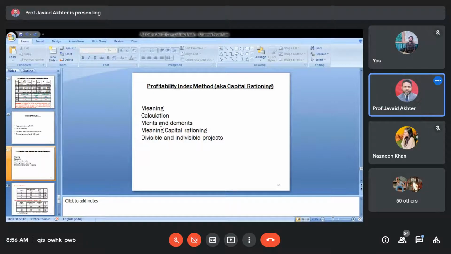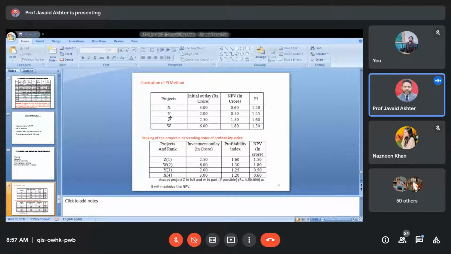Before merits and demerits, you should know what is the basis of decision making. Basis of decision making should be the project which gives you the higher index should be preferred over the one which is giving you lower index. This is what I have shown in the next slide.